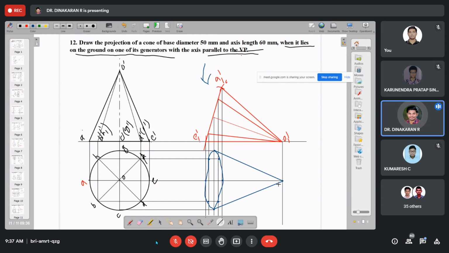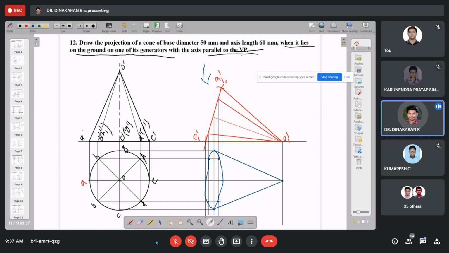So, what are the problems? Up to 14 problems were solved using the change of position method. Initially the solid is placed in a normal simple position, and in stage 2 we changed the solid's position. The solid is normally placed on HP or VP, and after that we changed only the solid's position. In these problems, up to 14, we changed the solid's position.